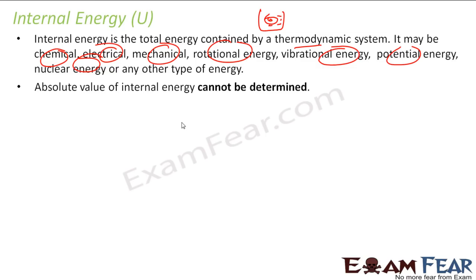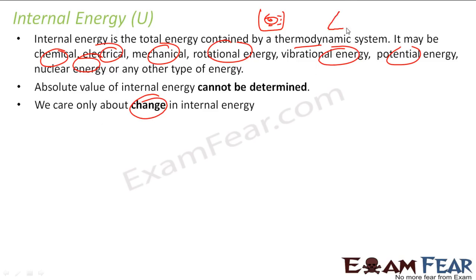Now the question is, if you can't calculate internal energy of the system, why are we studying this? Doesn't make sense, right? If you can't calculate something, why will you study it? Just tell it's out of syllabus. But wait, we care only about change in internal energy. We care only about delta U, that is change in internal energy.